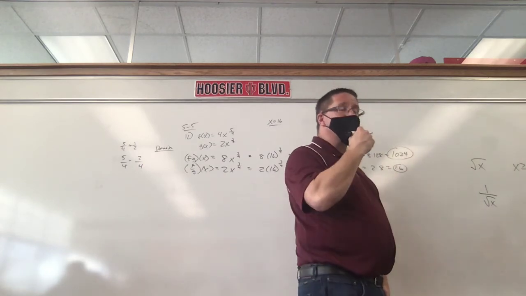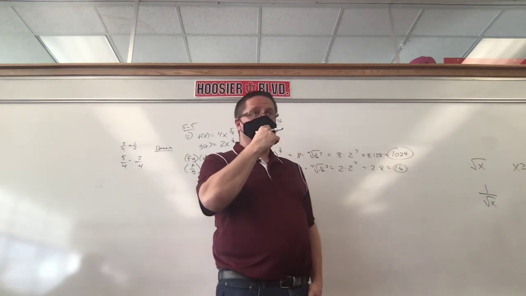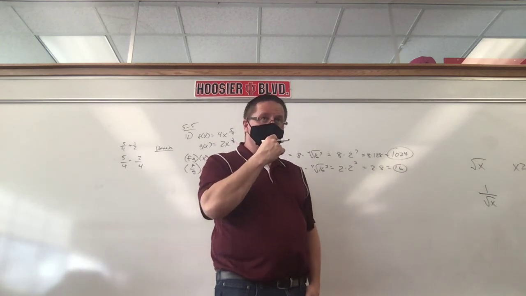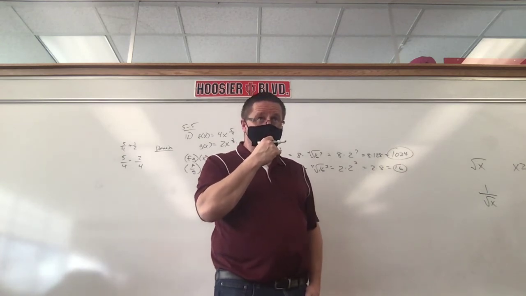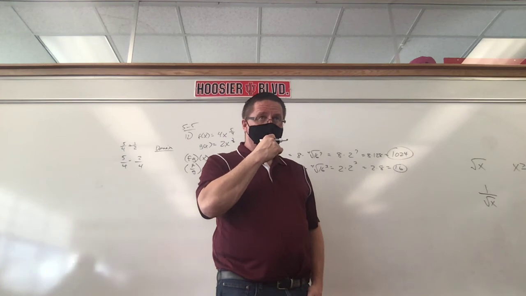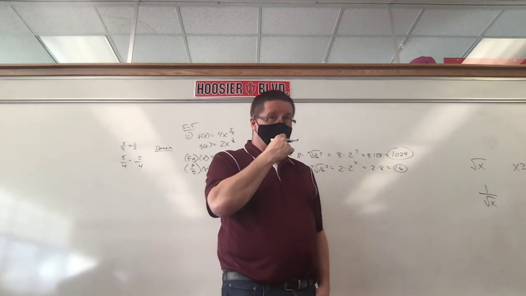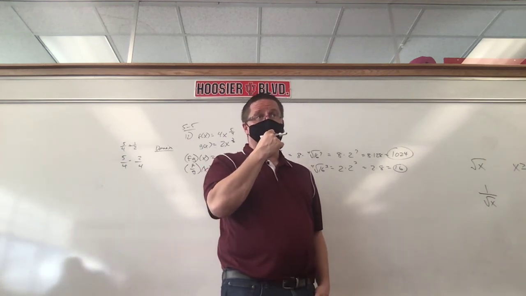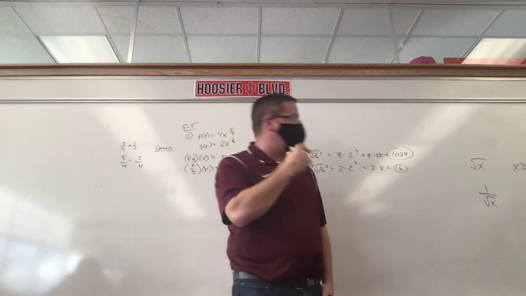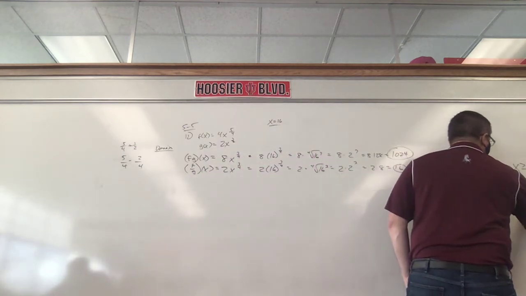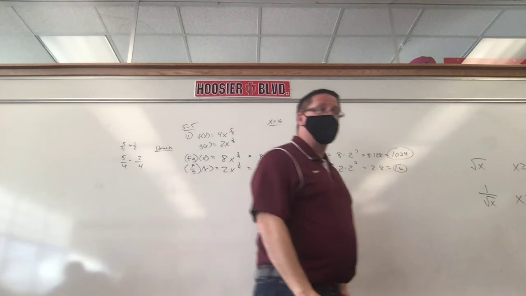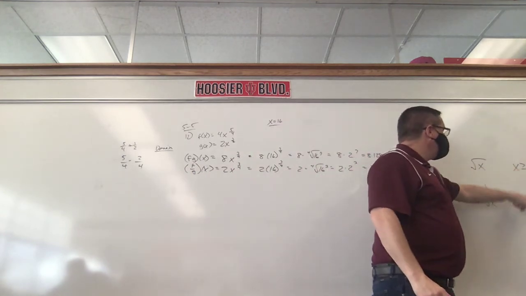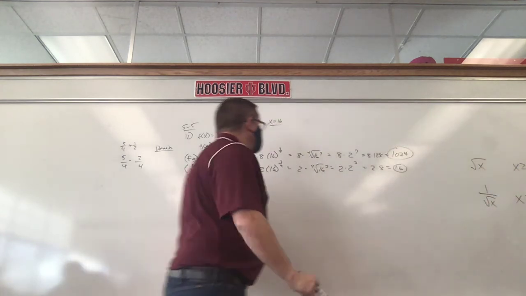I can't plug in negatives. Am I allowed to plug in 0 on this one? No. And the reason is, answer this. Can I take the square root of 0? Yeah. But I can't here because the square root of 0 is 0, and I get 0 on the bottom. You can't do that. So in this case, you have to plug in positive numbers. You're not allowed to plug in 0. Here you can plug in 0. Here you can't plug in 0, okay?